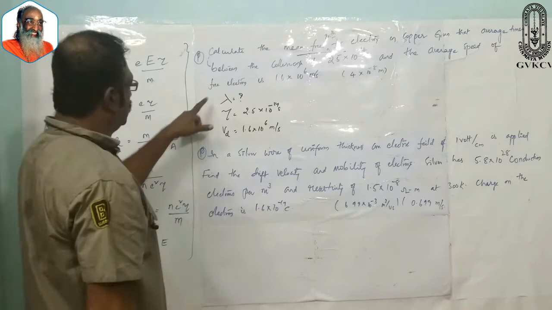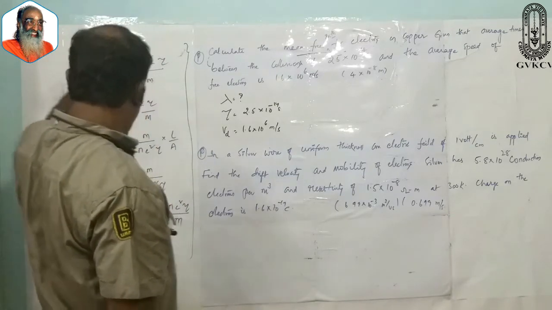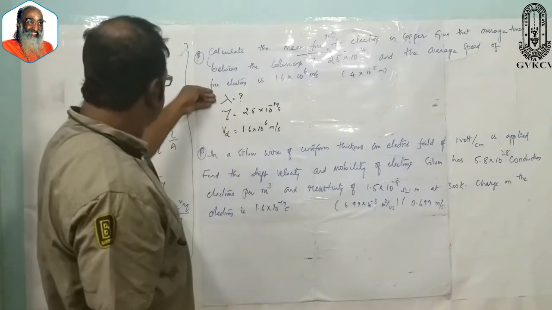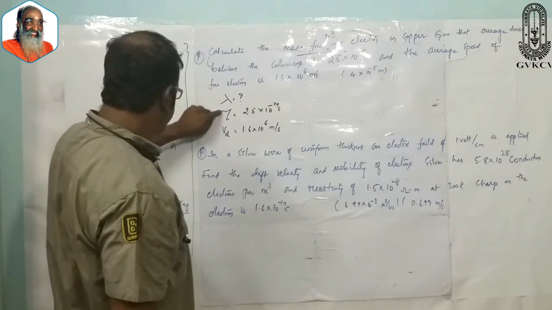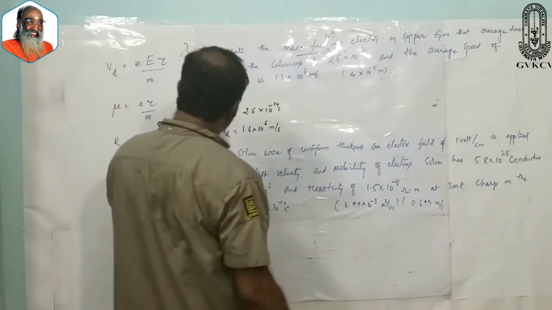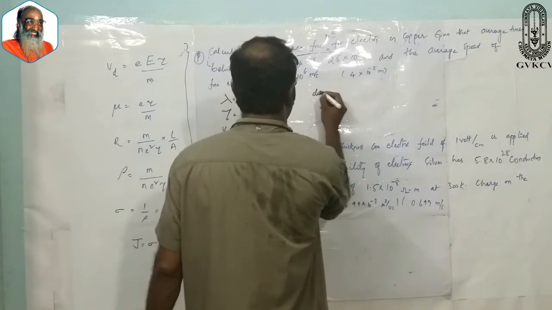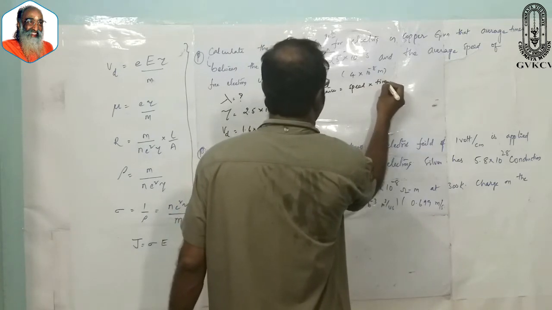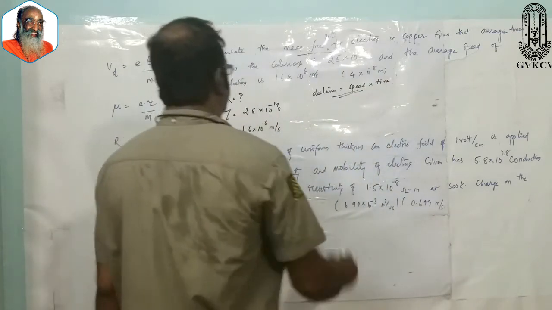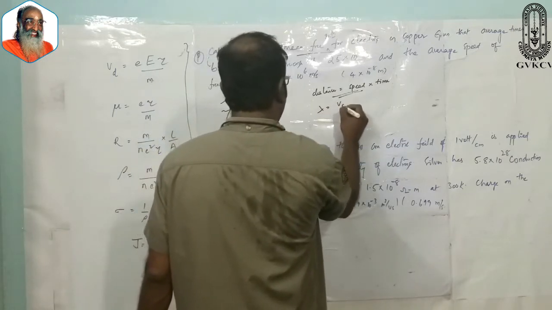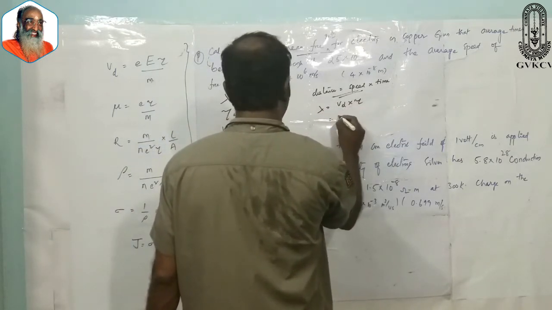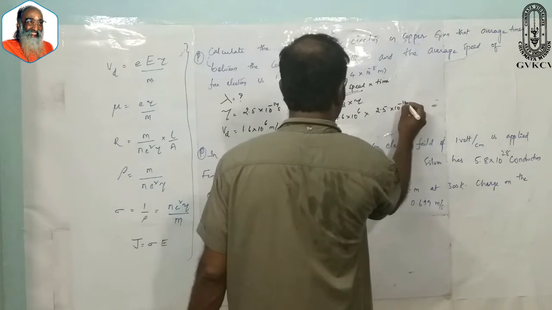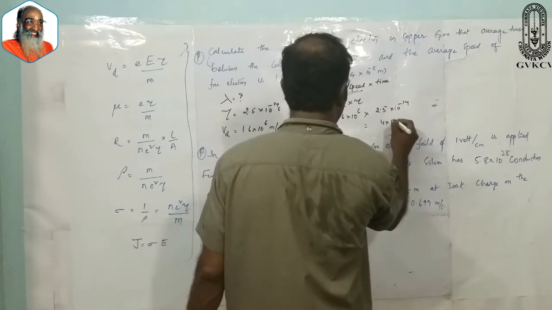Now we don't have any relation connecting this in the given formula here. But this is very simple. It is distance, time and speed. Distance is equal to speed into time. The very basic formula. So lambda is equal to Vd into tau. Vd is 1.6 × 10^6 and tau is 2.5 × 10^-14. By calculating that, you are going to get 10^-8.